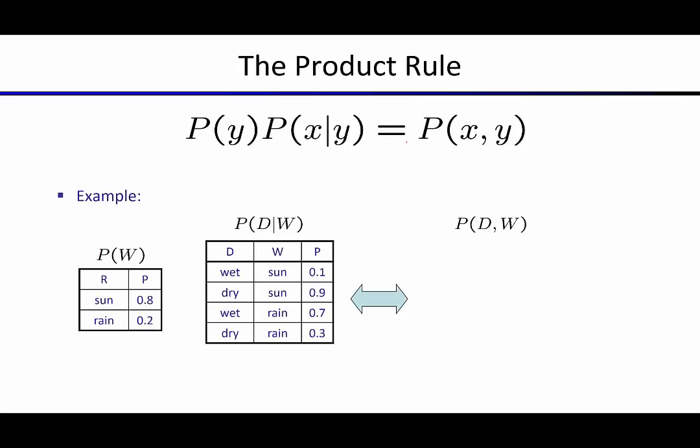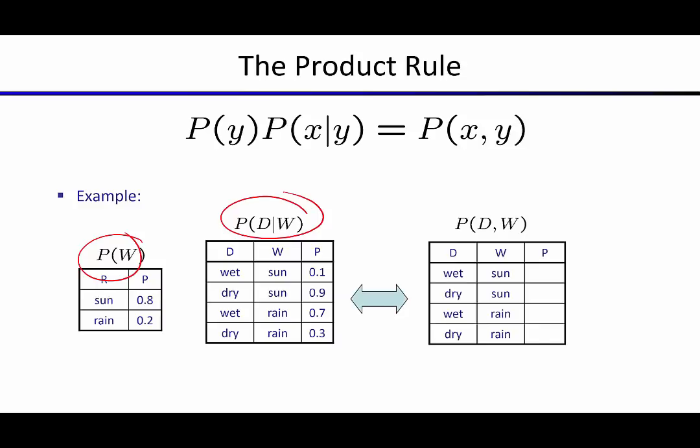So here's an example. Let's say we were able to specify a marginal for weather and a conditional for dry or wet given weather. We can build up the joint. How do we build up these entries? Well, wet and sun appears here, and sun is here. We multiply those together, and this will be equal to 0.1 times 0.8, which is 0.08. That's how we build up every one of those entries.